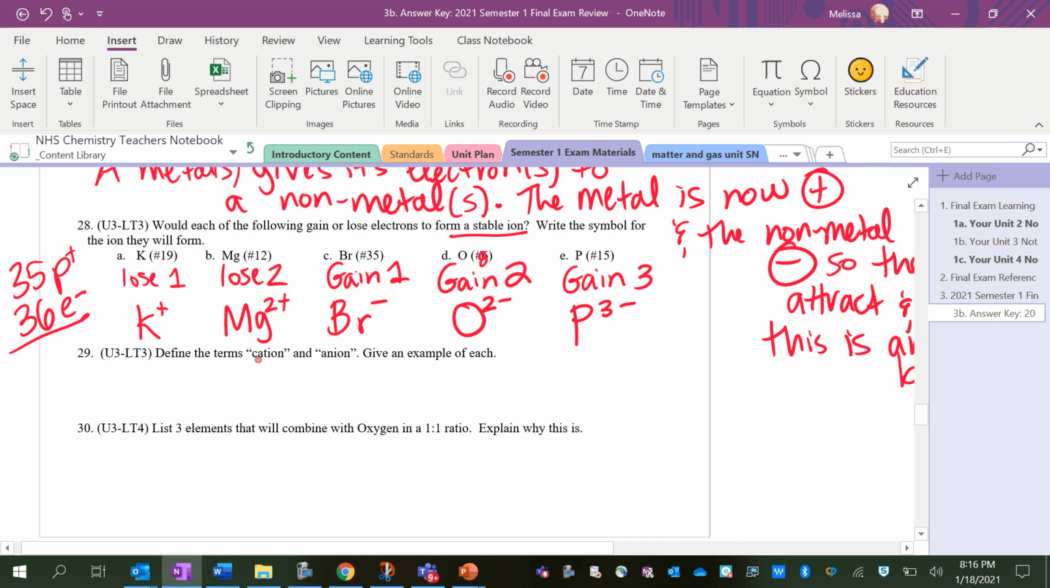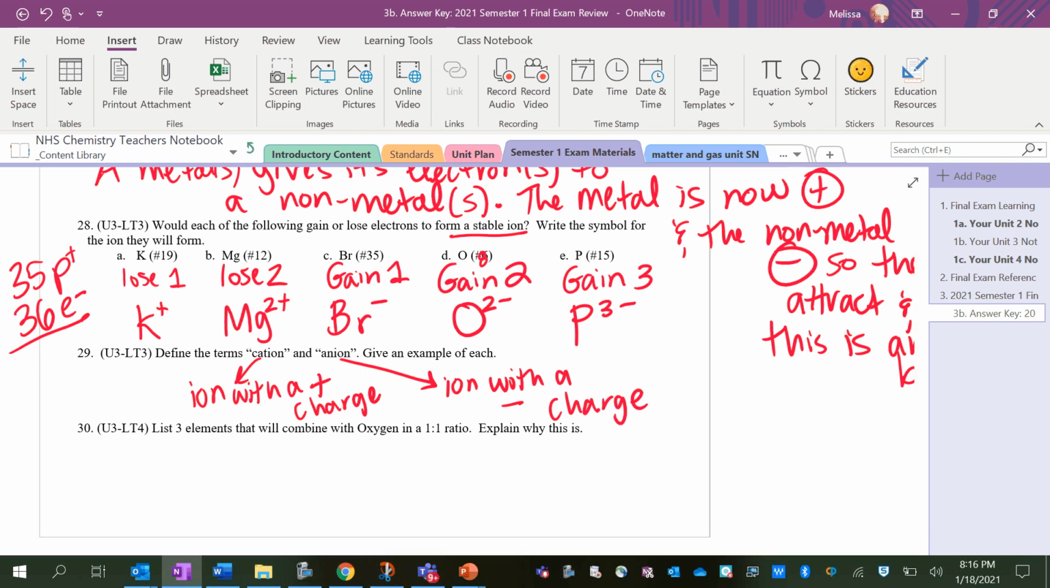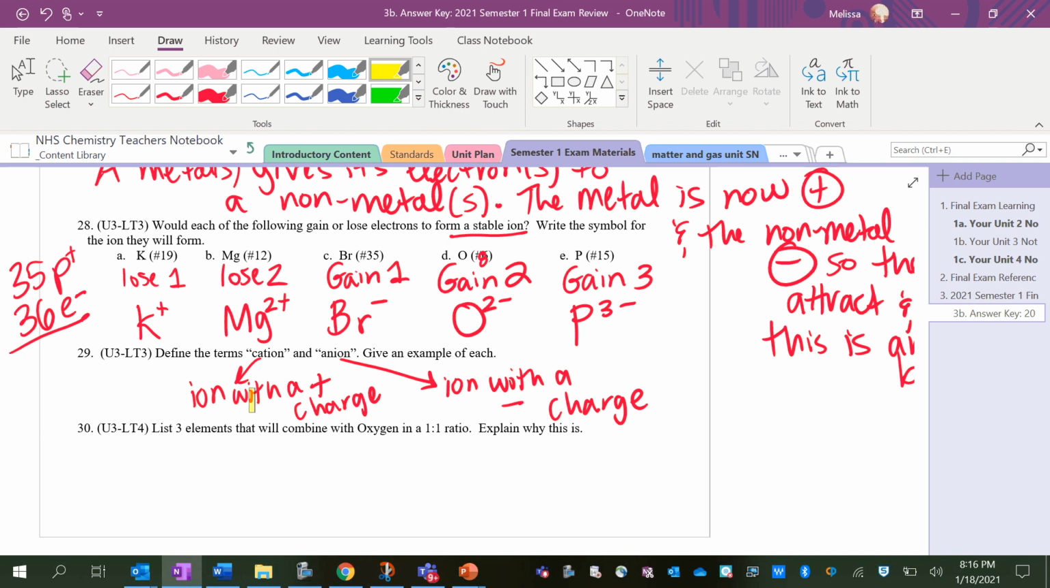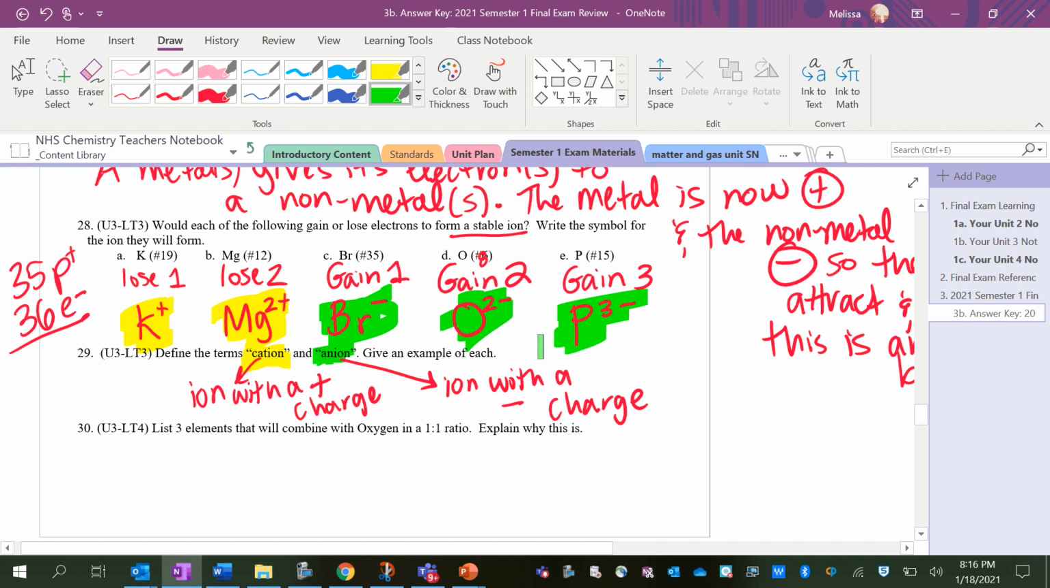Define the terms cation. It's an ion with a positive charge. And anion, it's an ion with a negative charge. And give an example of each. So let's see. A cation would be like K+, Mg2+, and an anion would be like Br-, O2-, or P3-, anything with that negative charge.